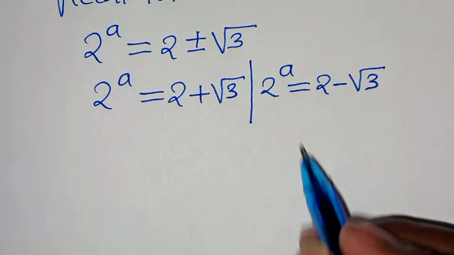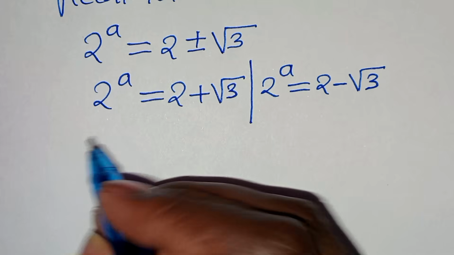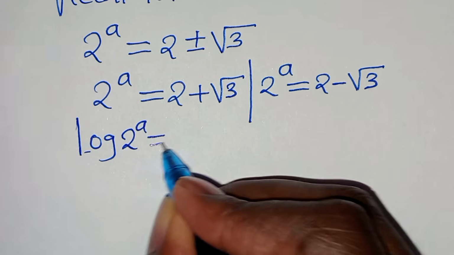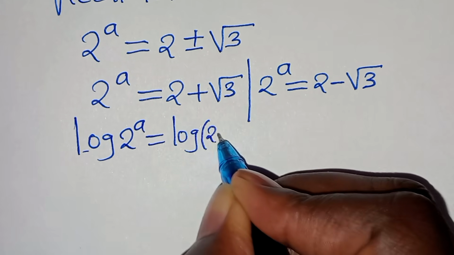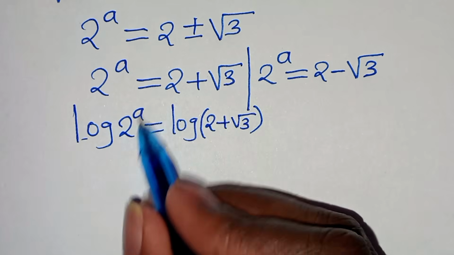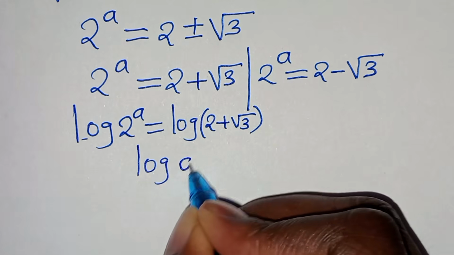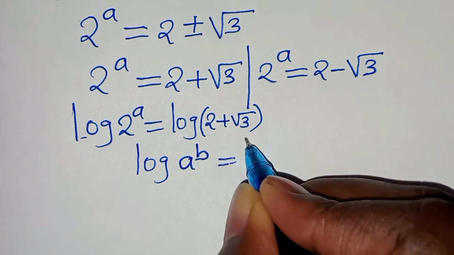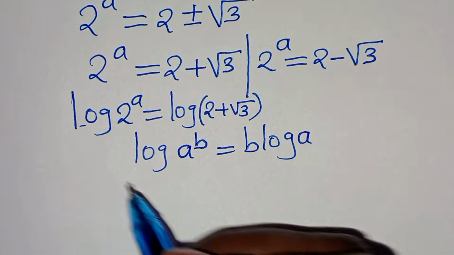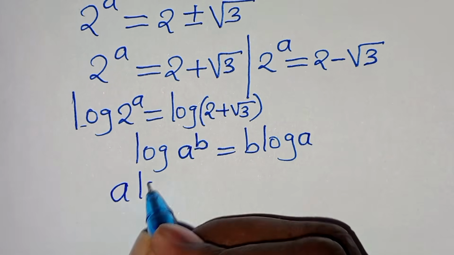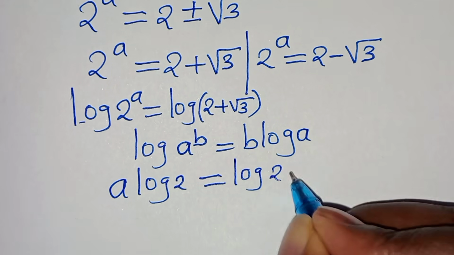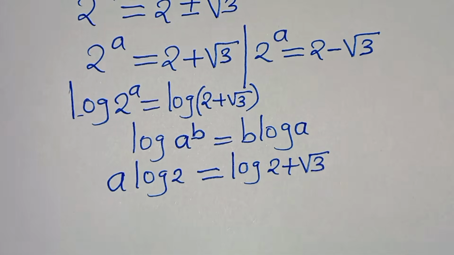Now, to solve for the value of a, let's introduce logarithm on both sides, that is log 2 to the power of a is equal to log of 2 plus square root of 3, in parentheses. Log 2 to the power of a is in the form of log A raised to the power of B, which can be expressed as B log A. Applying this power log property, log 2 to the power of a becomes a log 2. This is equal to log of 2 plus square root of 3.